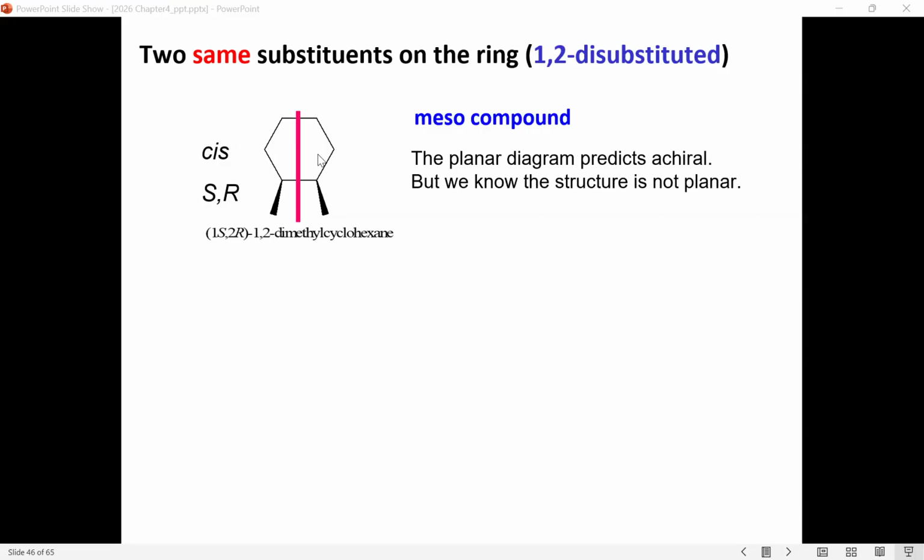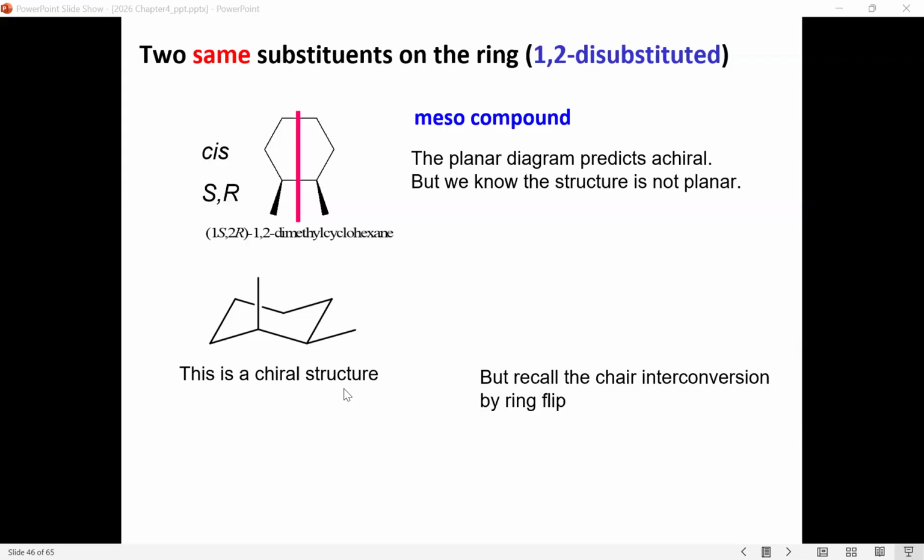But some students may quickly say that for the cyclohexene, it should be a chair conformation. In the chair conformation, you cannot draw a simple plane, because one methyl will be axial and one equatorial. So they are definitely not mirror images of each other. No simple plane. However, we can do the ring flip.